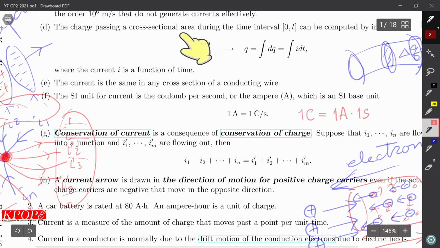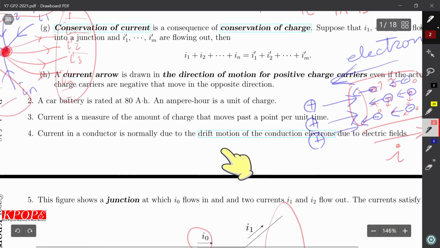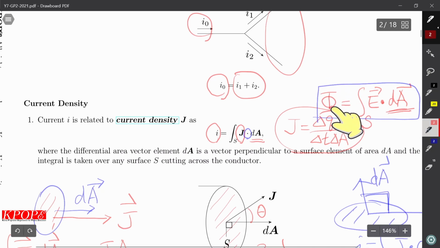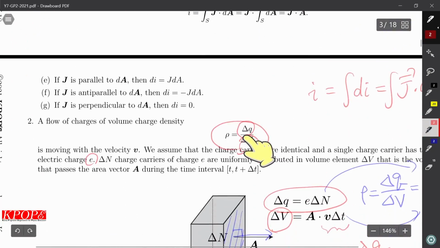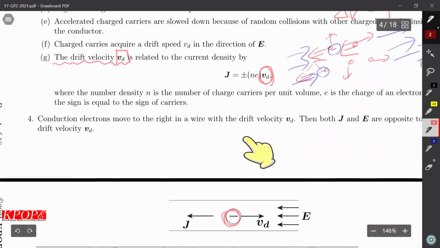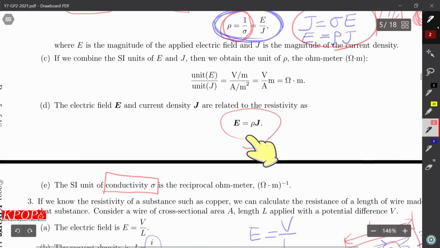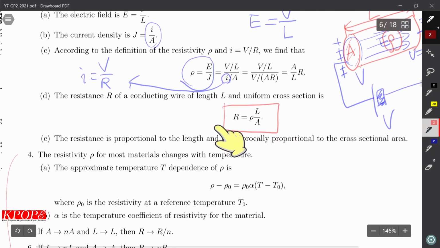And this is how to compute the current. And we have introduced the current density. It's just like the electric field flux computation. Current density is integrated over a surface to find the current. And then we studied resistivity and conductivity. And by making use of Ohm's law, we were able to find the resistance of a resistor of a specific geometry.